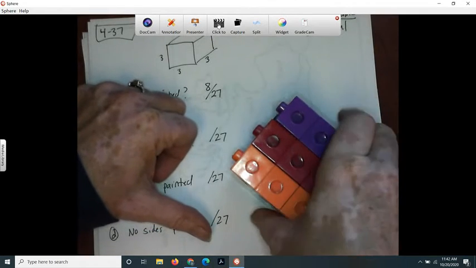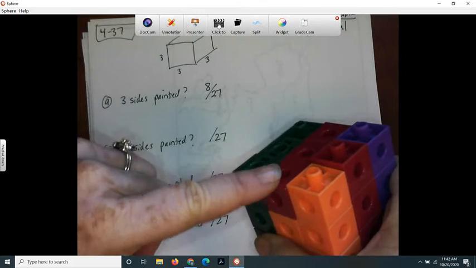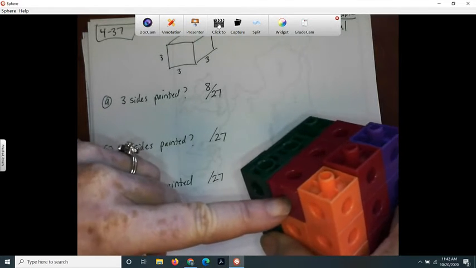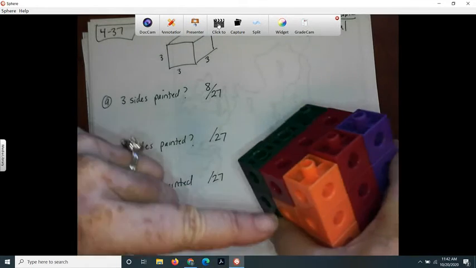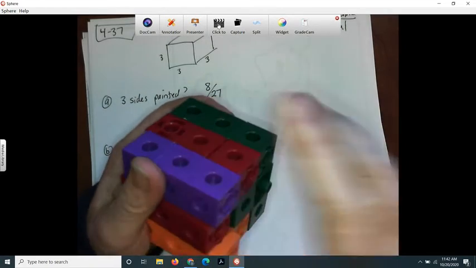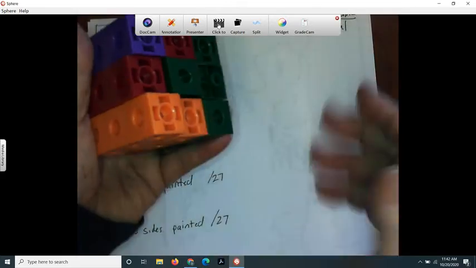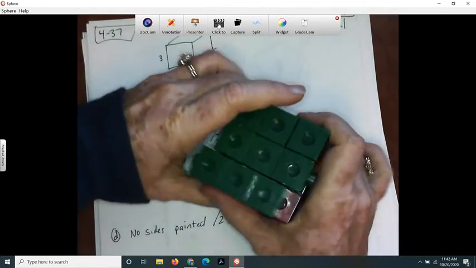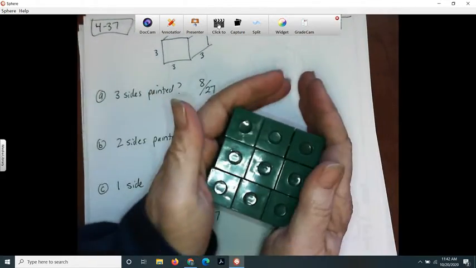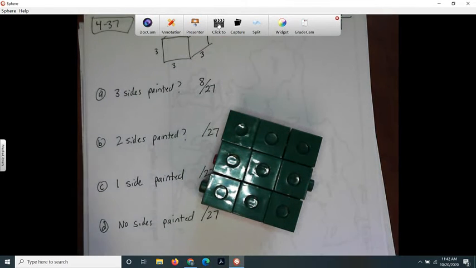I'm looking at it, and I see there's these little corners right here. Those would have 2 sides painted. So I had 4 from the top, 5, 6, 7, 8. I'm going to turn it upside down now. Then it'll be 9, 10, 11, 12. I think it's 12.